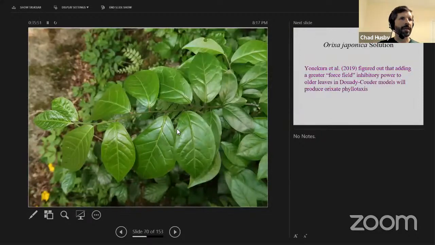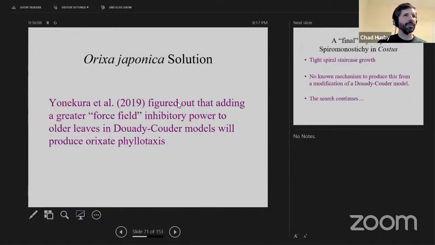And this is the kind of interesting pattern you see where you have the leaves arranged in one plane, but they alternate, and then you have two on one side, two on another. It's an interesting pattern. And they actually found out just a couple of years ago, in 2019, some Japanese botanists figured out that if you add a little more inhibiting force between the new leaves to the Douady and Couder model, you can produce this more complicated pattern. So there was a fairly simple modification of the French model to make this more complicated situation work.